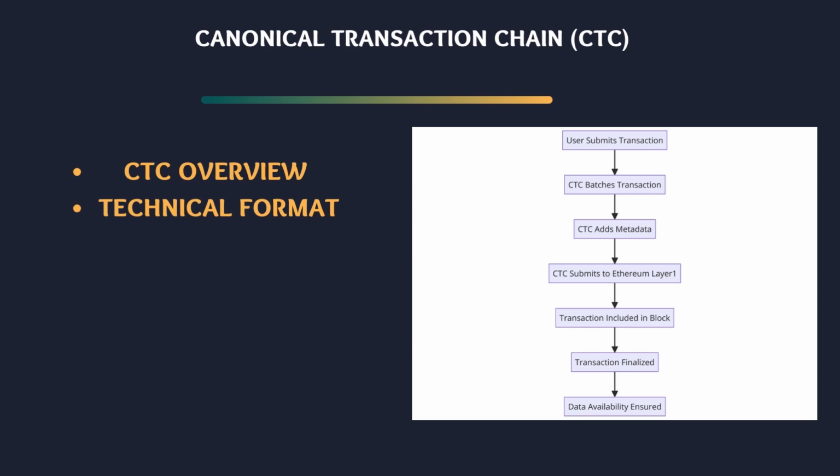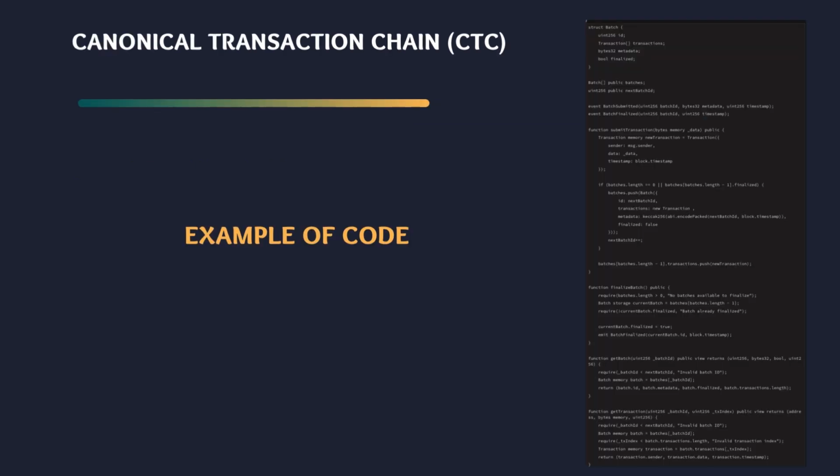This detailed lifecycle highlights the robust and secure nature of the canonical transaction chain in Optimism's architecture. It showcases how transactions are efficiently batched, securely processed, and ultimately finalized while ensuring data availability. Let's dive into a practical example of how the canonical transaction chain, CTC, can be implemented using Solidity, the programming language for Ethereum smart contracts.